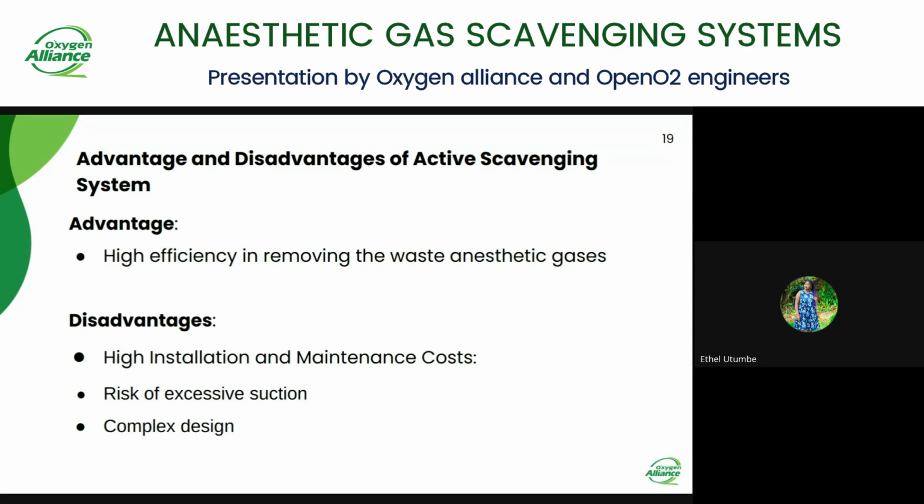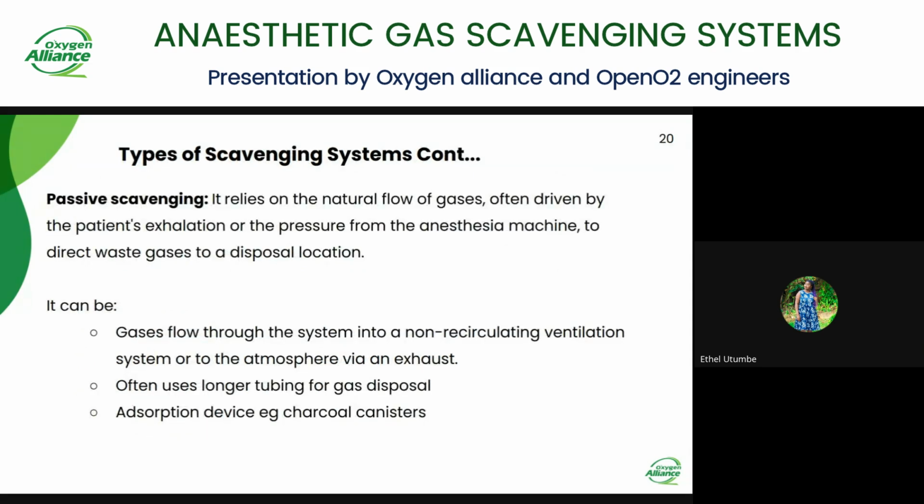During maintenance, let's say the planned preventive maintenance, that means you also have to check the whole system, and when you're checking the whole system, you also have to check the vacuum. There's also a risk of excessive suction in case the adjustable knob is not working properly, and the design is complex because it involves the vacuum at the end of the system. So let's move on to the passive scavenging system.